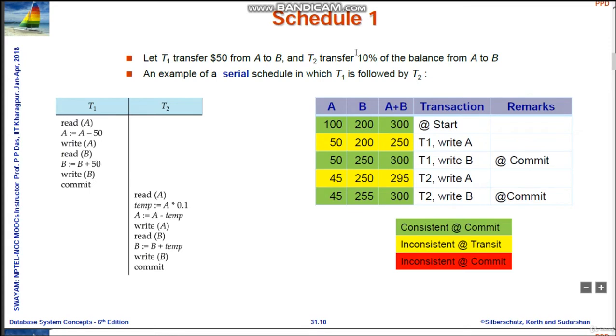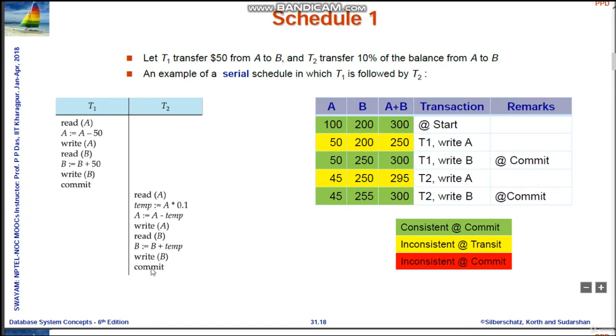Now the new thing is 10% of the balance from A to B. Now read A, make a temporary variable and assign the 10%: temp = A * 0.1, that is 10 upon 100. Okay, and then A = A - temp. We have updated that value, write A. Then read B, and the temp value will be added to it, so 10% of A is transferred to B, and then commit. That's it.